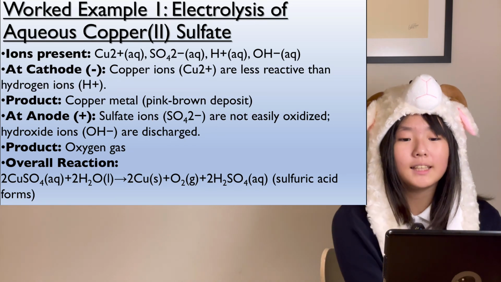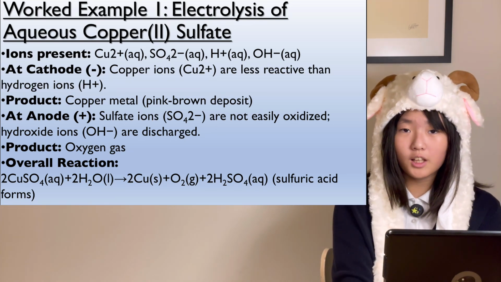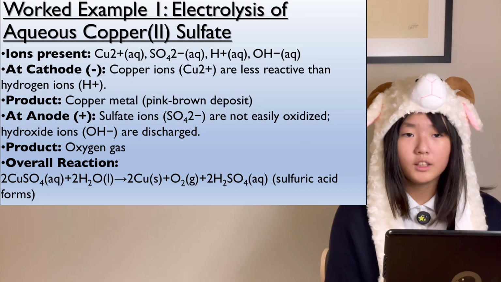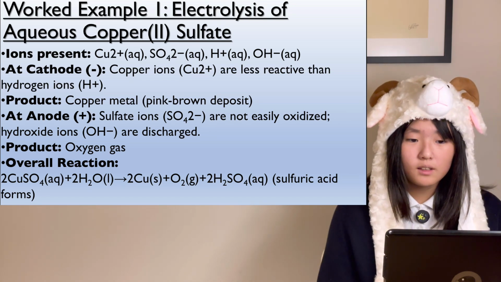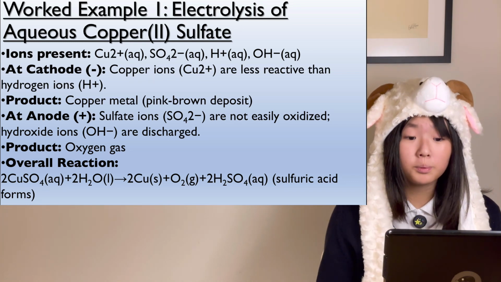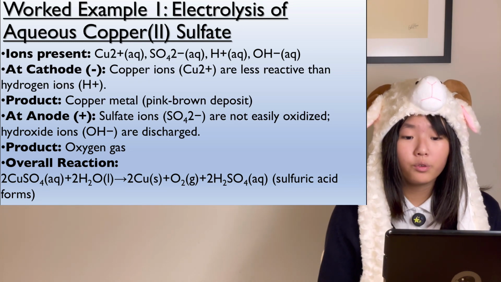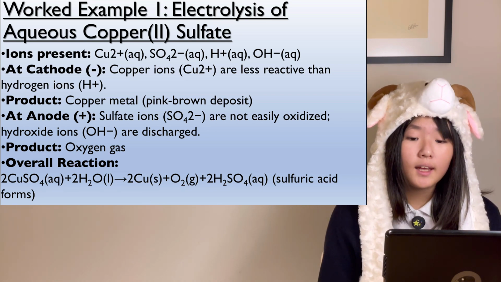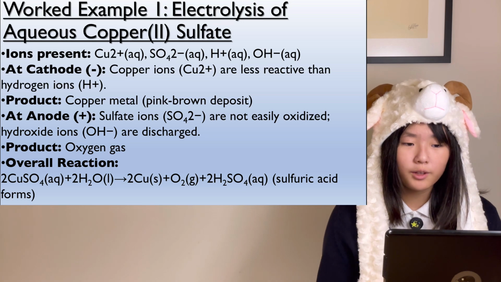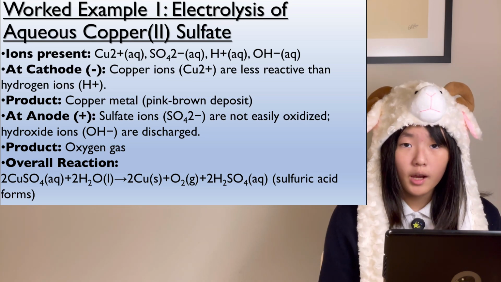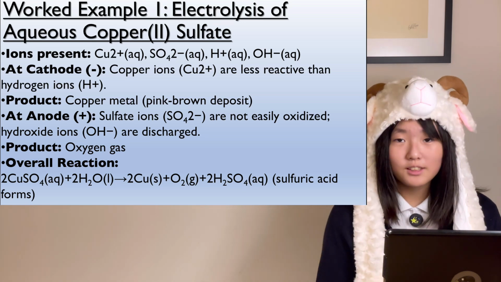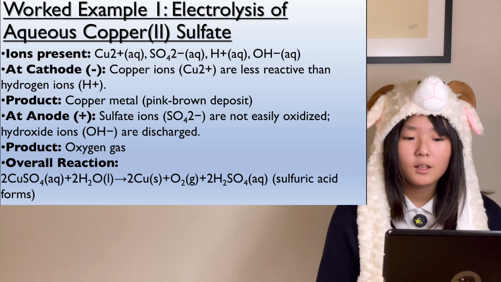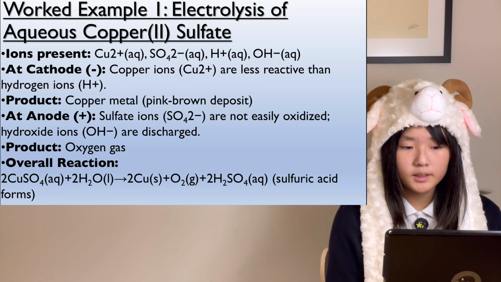Now, I'll give you an example about the electrolysis of the aqueous solution copper(II) sulfate. The ions present are Cu2+ (aq), SO4 2- (aq), H+ (aq), and OH- (aq). At the cathode, copper ions, Cu2+, are less reactive than hydrogen ions, H+. The product is copper metal, a pink-brown deposit.